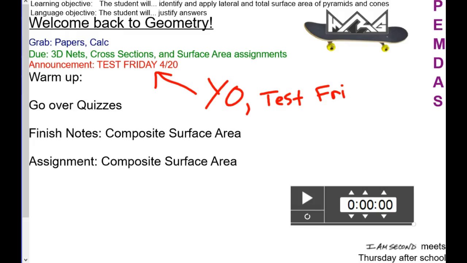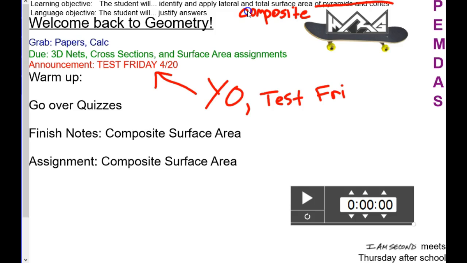All right, today our objective is to do composite surface area. Composite, I should say. So that includes pyramids, cones, prisms, cylinders, whatever is thrown at us, because remember, from yesterday, composite means more than one stuck together. But I will remind you that this Friday we're having a test.